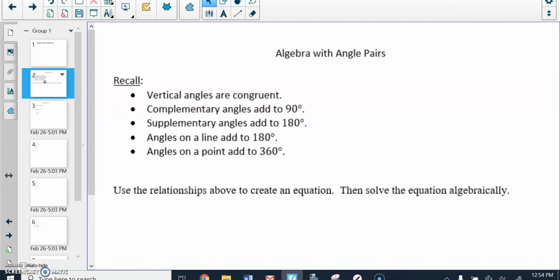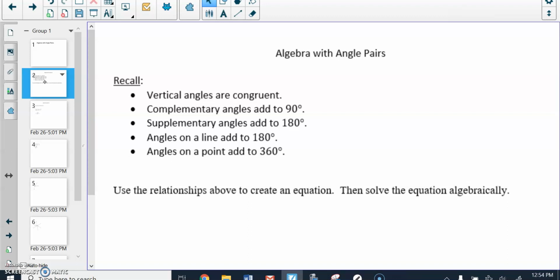Complementary angles add up to 90 degrees. Supplementary angles add up to 180 degrees. Angles on a line add up to 180 degrees. And angles on a point add up to 360 degrees.